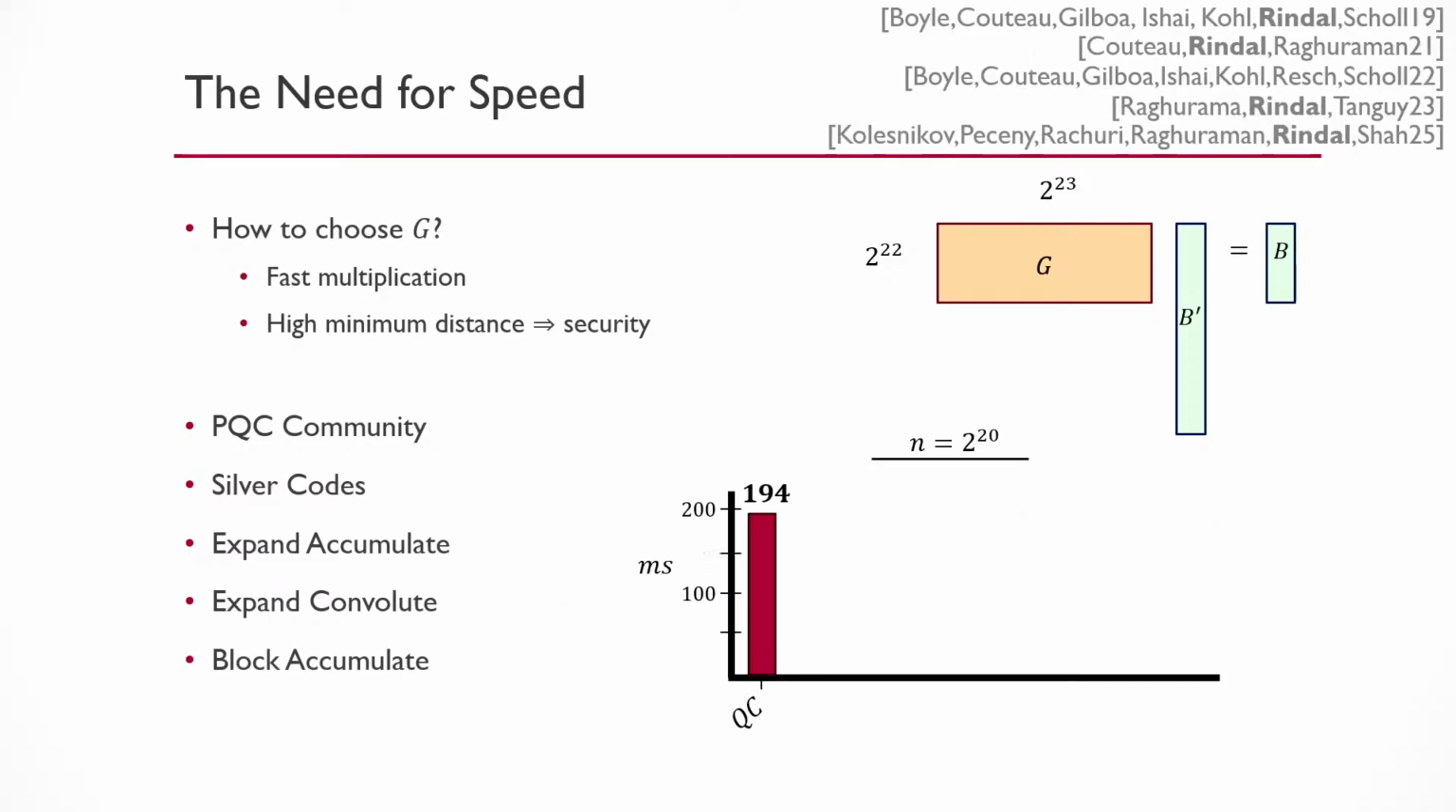So how fast is all this stuff? Because here we care about running time and everything. Originally maybe it was 2 seconds or 0.2 seconds for a million. Silver was extremely fast, 11 milliseconds for a million OTs, which is ridiculous, but not secure. Expand accumulate is a faster improvement. Expand convolute was quite a bit faster, which is great. Our newest code is maybe down around 20 milliseconds, so we're getting back to around Silver speeds.